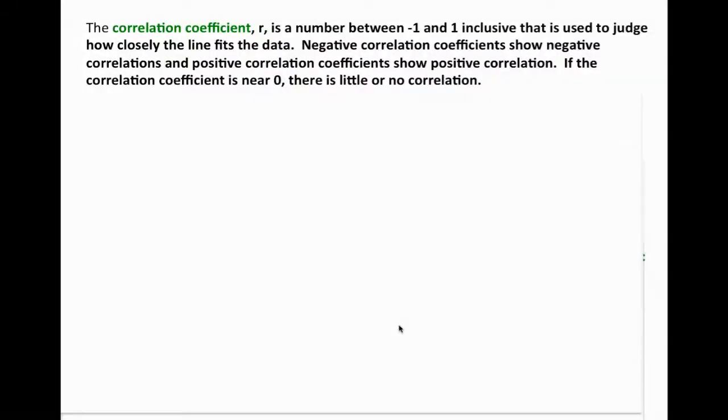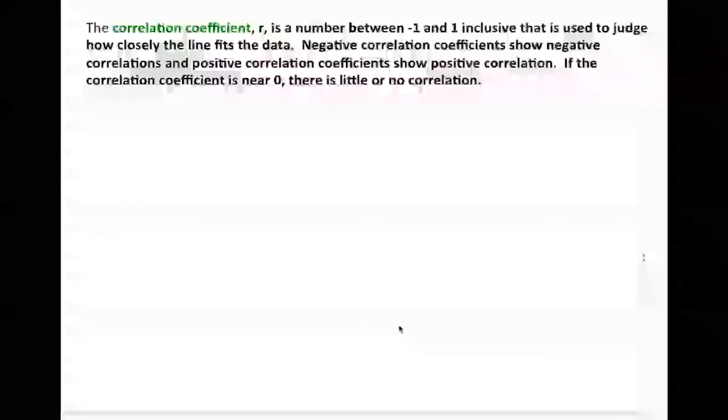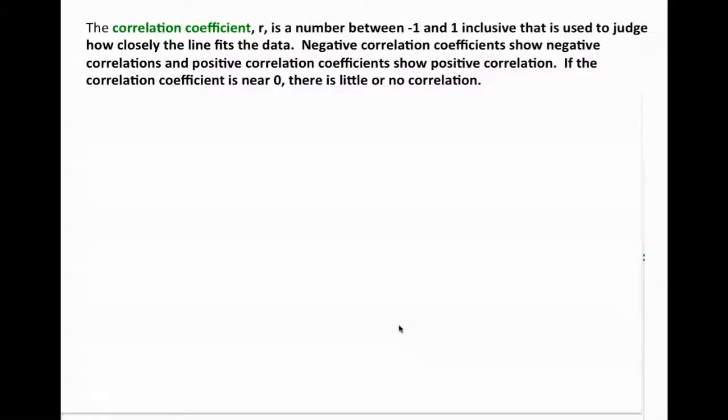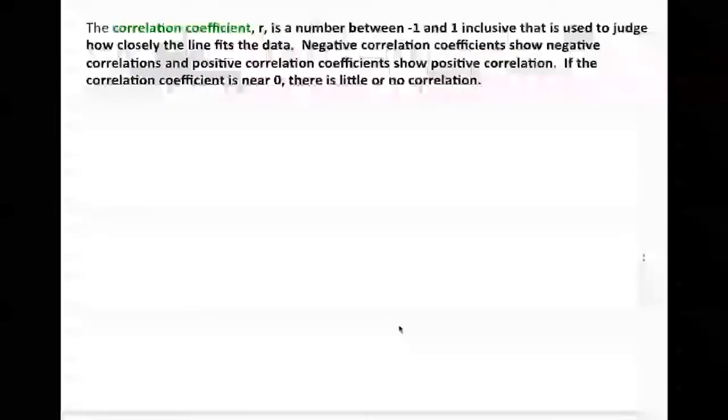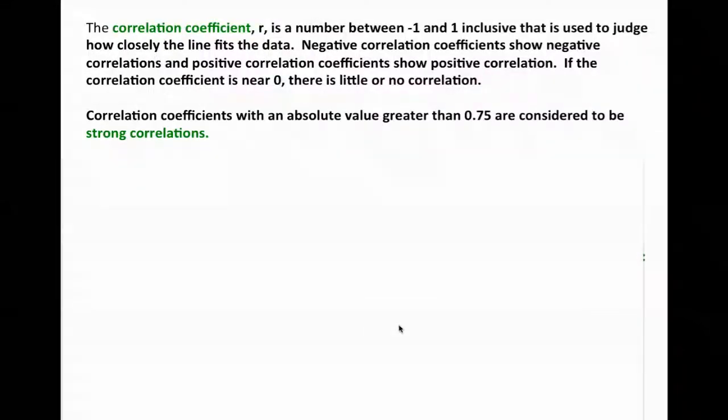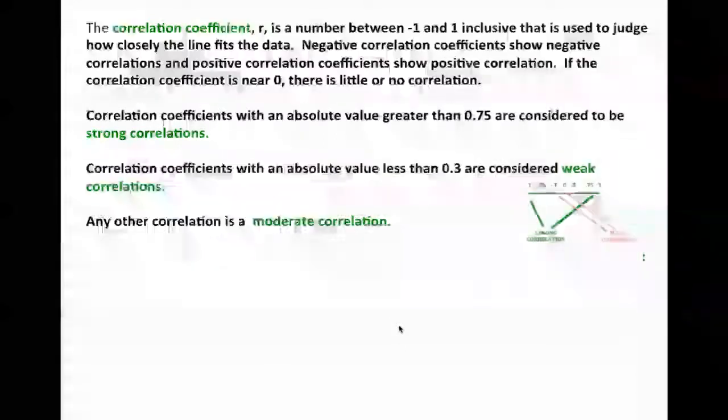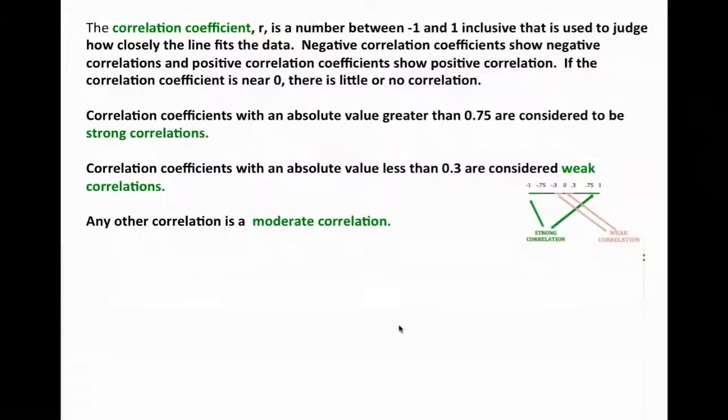It's a number between -1 and 1 inclusive that's used to judge how closely the line fits the data. Negative correlation coefficients show negative correlation, and positives show positive. If the number is near 0, there is very little relationship or association between the two. Correlation coefficients from -0.75 to -1 and 0.75 to +1 are called strong correlations. Likewise, if they're between -0.3 and 0.3, they're weak.